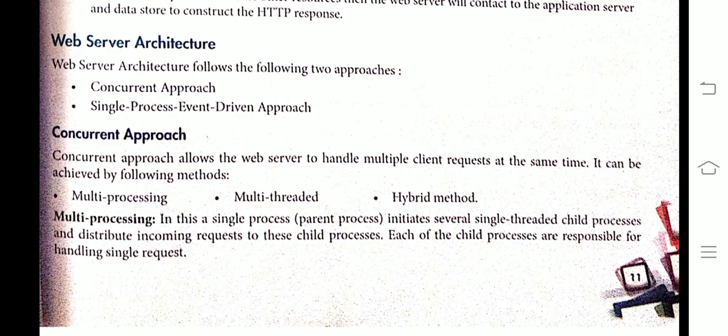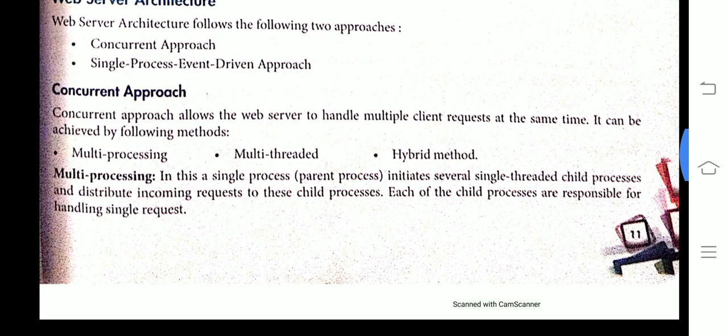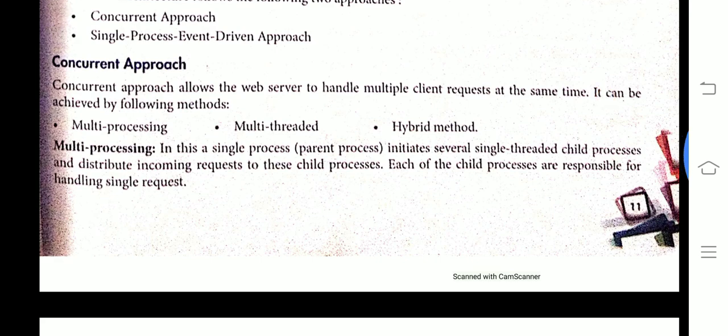Concurrent approach allows the web server to handle multiple client requests at the same time. It can be achieved by the following methods: multiprocessing, multi-thread, hybrid method. Multiprocessing. What is multiprocessing? In this, a single process or parent process initiates several single threaded child processes and distributes incoming requests to these child processes. Each of the child processes is responsible for handling a single request. So it is known as multiprocessing.